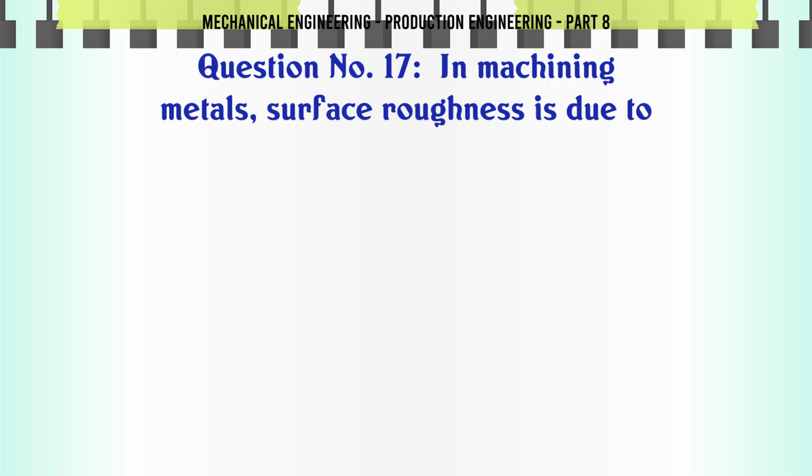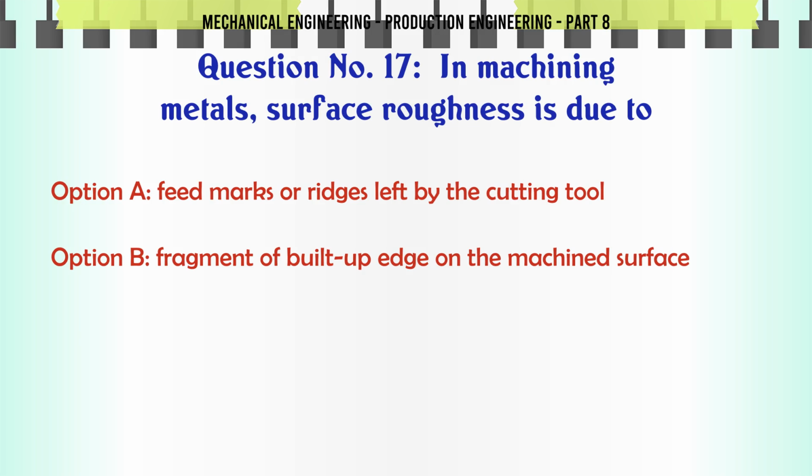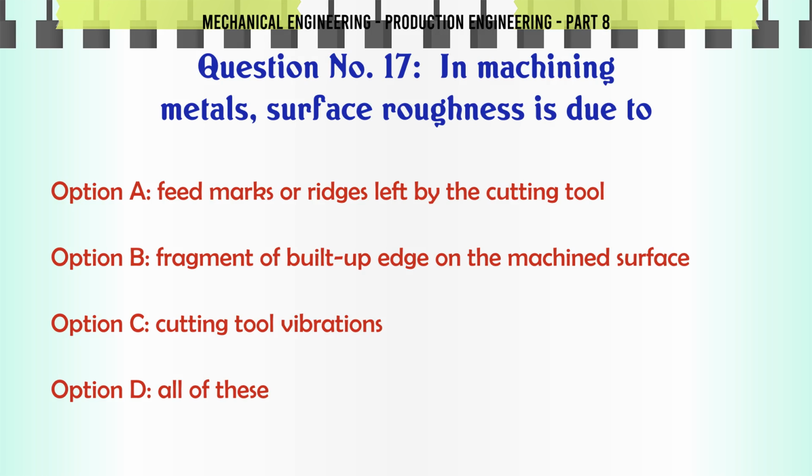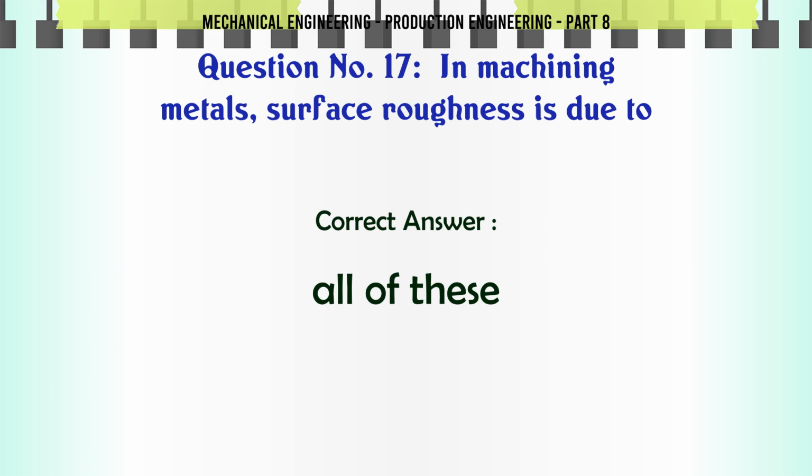In machining metals, surface roughness is due to A. feed marks or ridges left by the cutting tool, B. fragments of built-up edge on the machined surface, C. cutting tool vibrations, D. all of these. The correct answer is all of these.